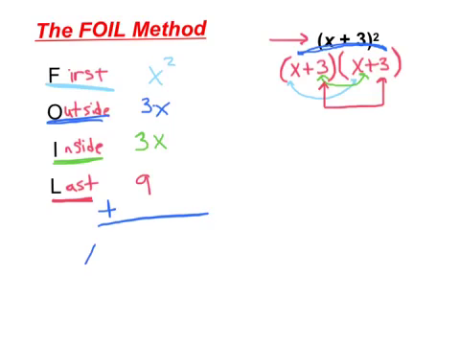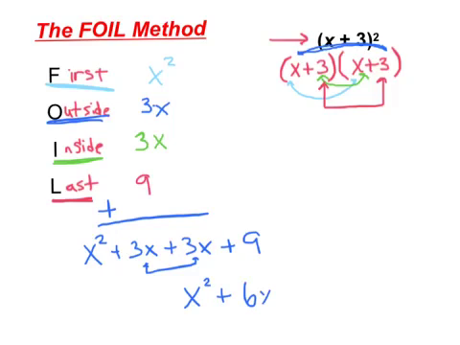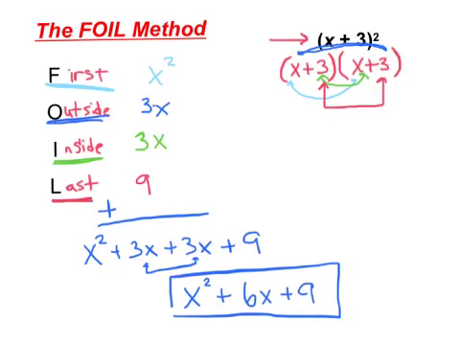So I have x to the second power plus 3x plus 3x plus 9, which really we can combine these two here to give us x to the second power plus 6x plus 9. And then there's my answer. So using the FOIL method, we do the first, the outside, the inside, and then the last. This is just another fancy way of multiplying each one of these terms by everything else that's included with it.